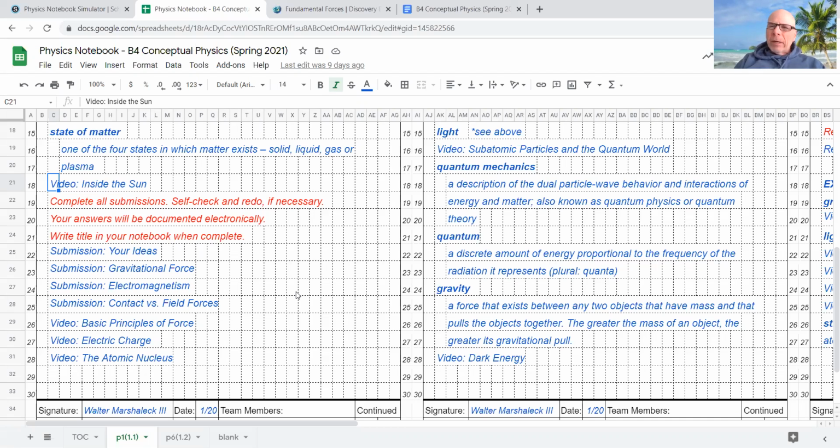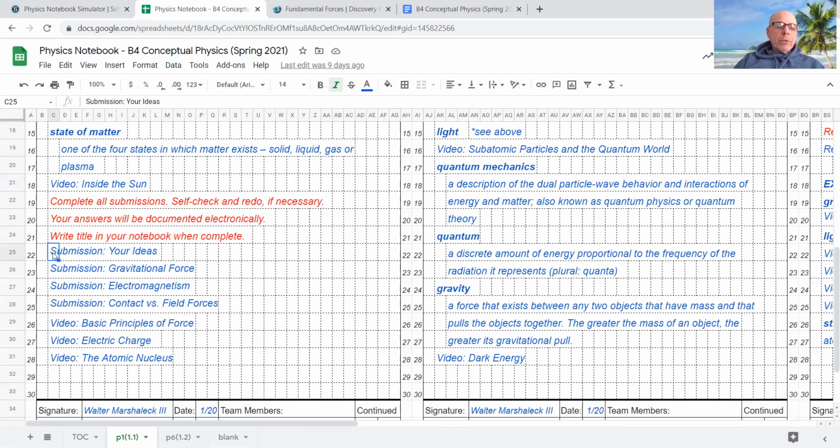exposed to it. Every word in this stuff is E: exposed, explore, engaged. Complete all assignments, self-check and redo if necessary. Your answers will be documented electronically. I will get your answers. And then it says write the title in your notebook when complete.